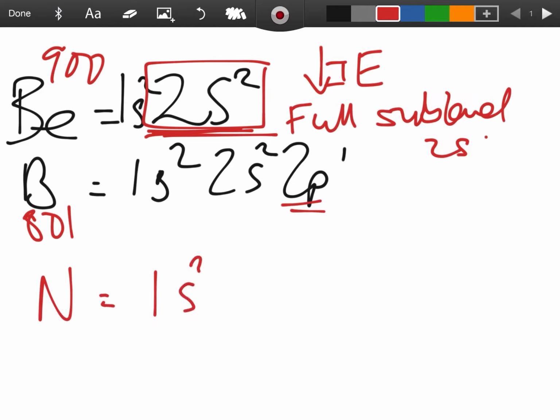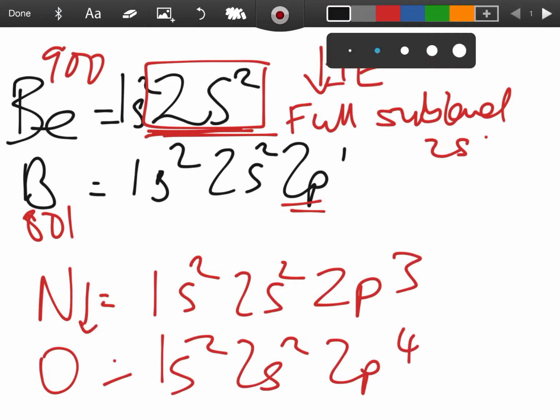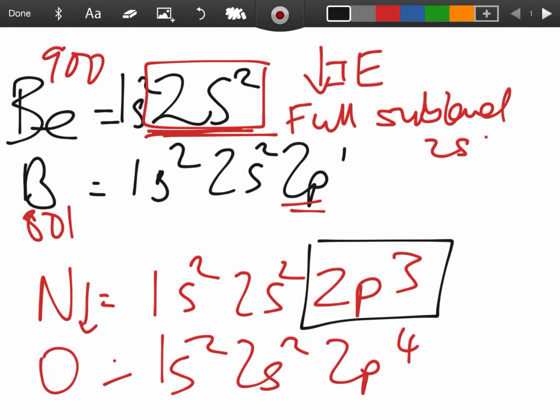The other exception we saw was nitrogen. Nitrogen has 7 electrons, so 2s2, and you have 2p3. And oxygen has 8 electrons, so when you write that, 2p4. Now again, we expect ionization energies to increase as you go across the period, but here you can see with nitrogen and oxygen there was a drop that we need to be able to explain, okay? How will we explain the drop?